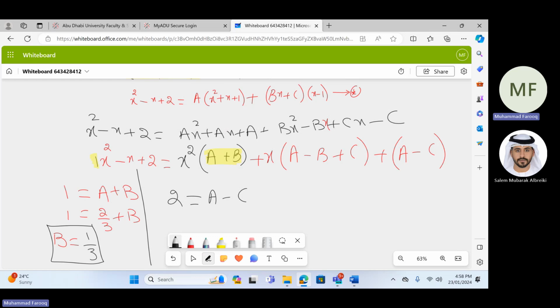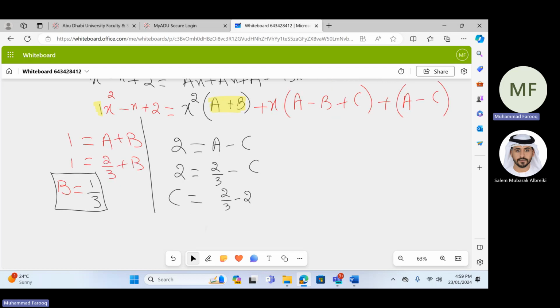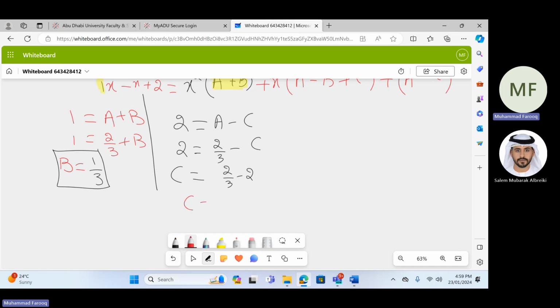Degree 2 equals degree 2. Degree 1 equals degree 1. Constant equals constant. Now A is 2/3, so you take that to the star equation. So 2 is equal to 2/3 minus C. Move 2 to the other side, or you can move C to the other side. It's positive. So 2/3 minus 2, how much is that? Minus 4/3. So finally, my C is minus 4/3.